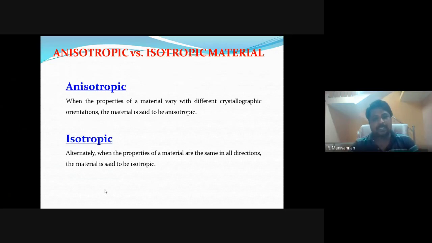Isotropic means that the properties are the same in all directions, and then we can say the material is isotropic. For example, if you are considering a material like this, I am assuming that this is one material. If I am saying that the thermal conductivity of this material is the same in all the directions, then it is called an isotropic material. But if I say that the thermal conductivity is different with the orientations of the material, then I can say that this is an anisotropic material.